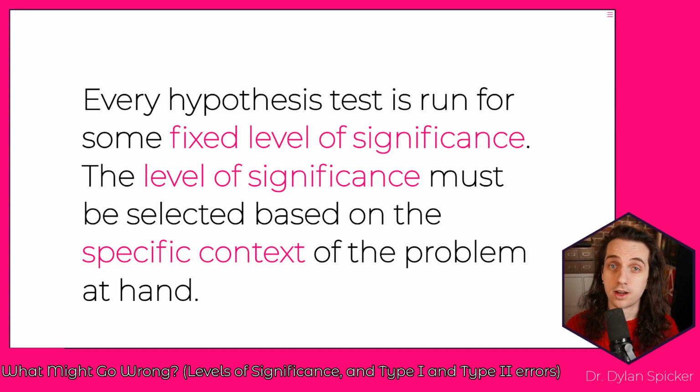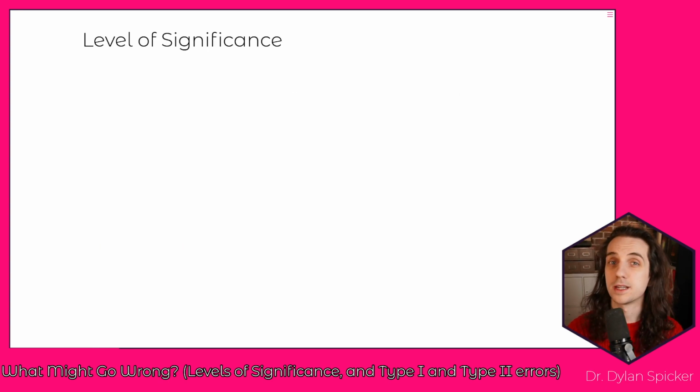And if it's acceptable, or at least somewhat more acceptable, then we might be able to draw stronger conclusions in a sense. So every hypothesis test has to be run for some fixed level of significance. We need to define what that level of significance is, and then the conclusions that we draw are going to be predicated on that level of significance. And that level of significance needs to be selected based on the specific context of the problem at hand. Now, when we're selecting the level of significance, the primary consideration is how acceptable different kinds of mistakes are. And so we need to understand how the level of significance is tied to these types of mistakes, and also what the different types of mistakes are that we might be making.